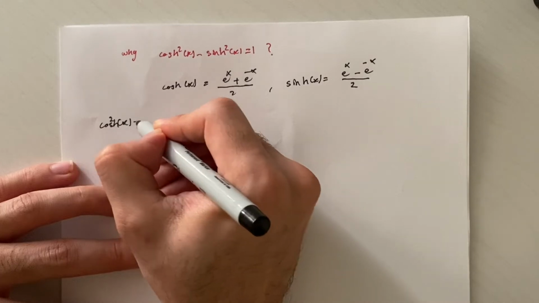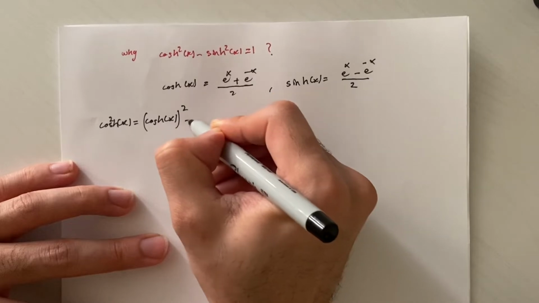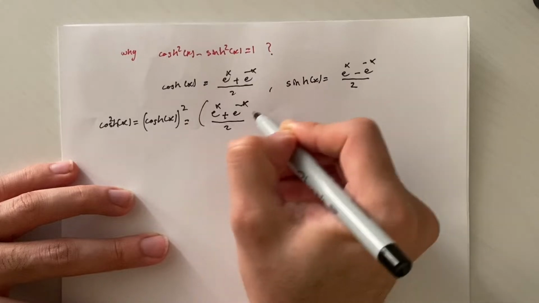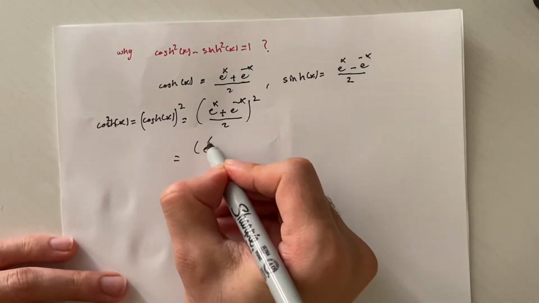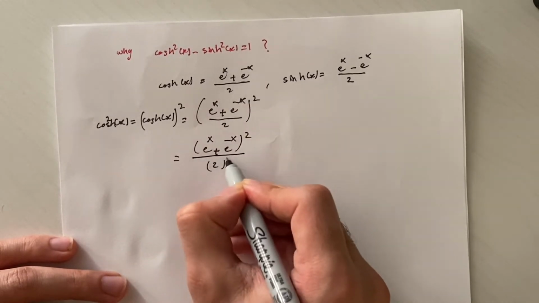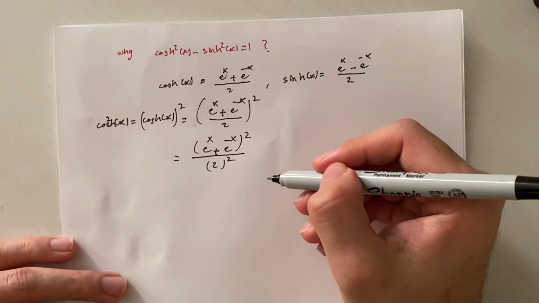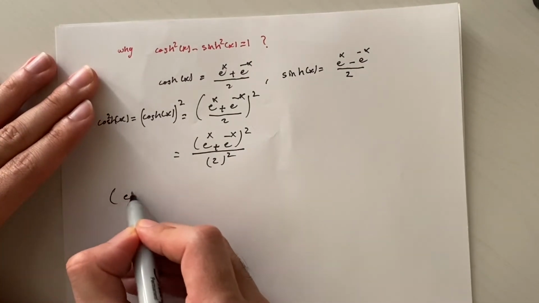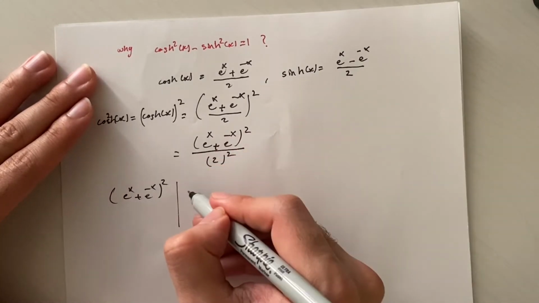Now what we want to find is cosh square of x, which is the same as cosh of x all squared. So I'm gonna take that fraction and I'm gonna square it. And when we have a fraction, we can square the numerator and square the denominator. So what I'm gonna do first, I'm gonna solve for the top term. So e to the x plus e to the negative x all squared. We're gonna solve it using this.